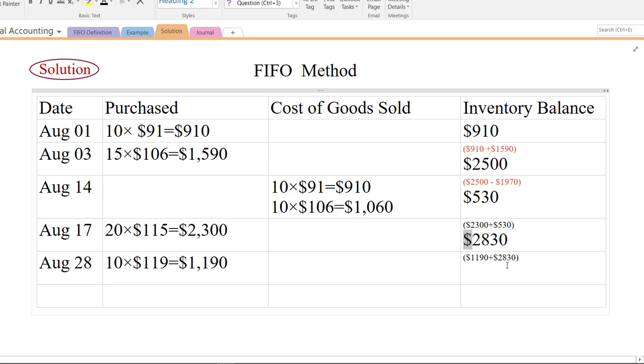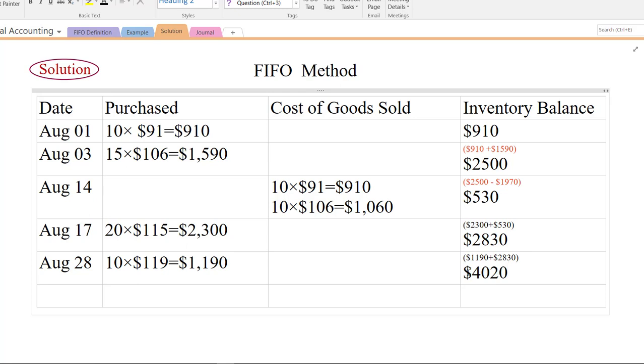How much? Let me add it, so that you also should have your calculator with yourself. 1,190 plus 2,830 is equal to 4,020.